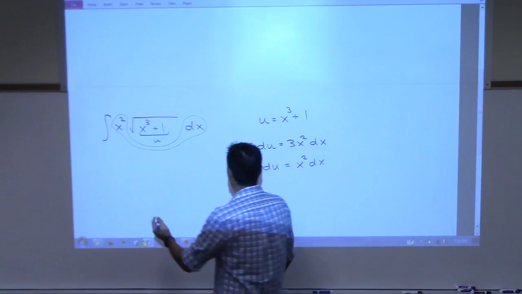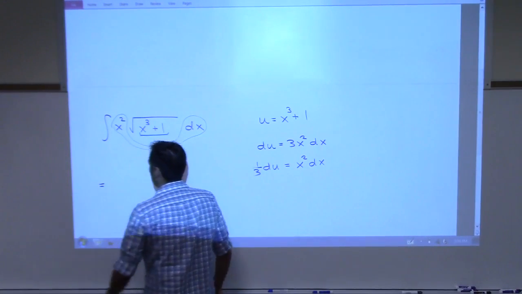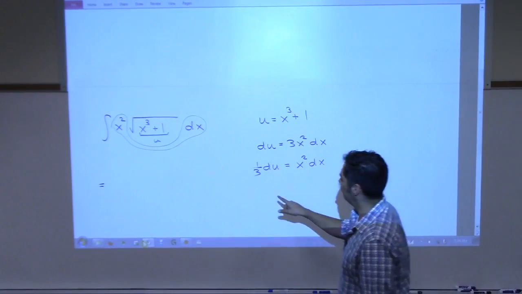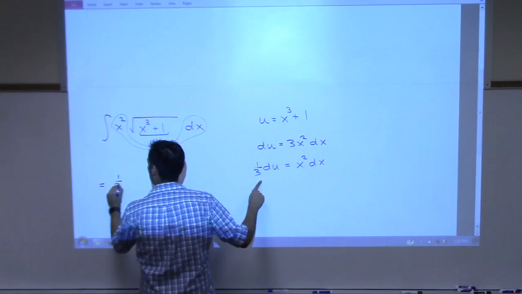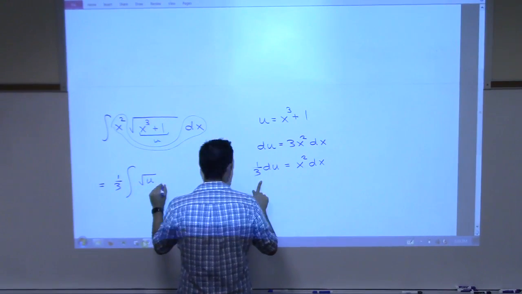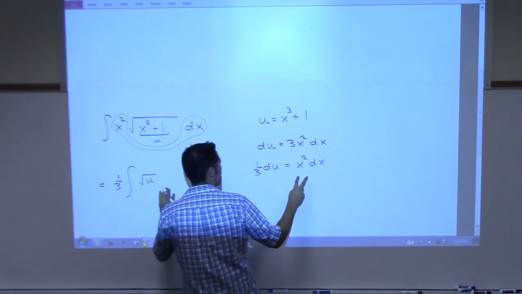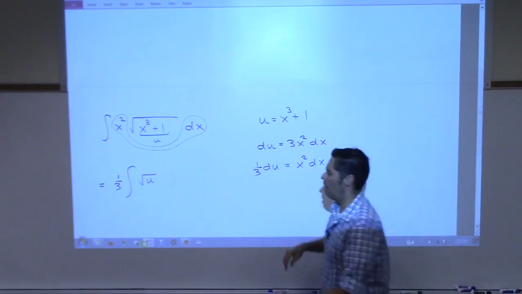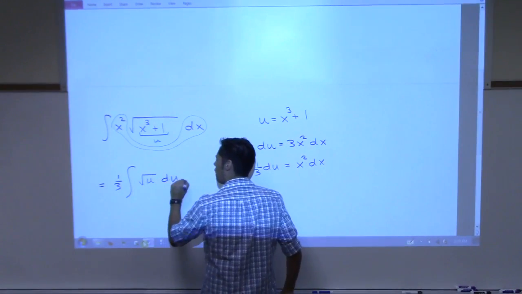All right, Roland, do you want to tell me what that rewritten integral is going to look like? 1/3 integral square root of u x squared dx. Not x squared dx. x squared dx got replaced. You shouldn't have any x's. du, right? And then 1/3 came out. There we go.